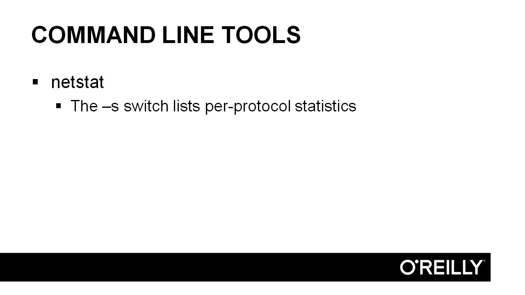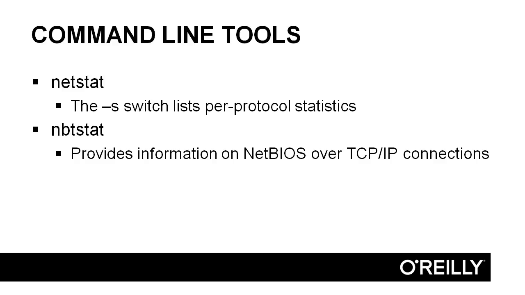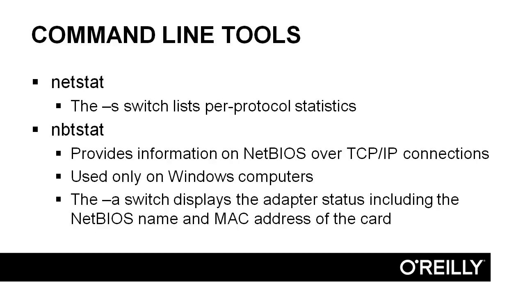And if you play with these and get comfortable with them, you're really going to become kind of a maestro at doing troubleshooting just from the command line, to see exactly what's going on with a machine and exactly what it's connected to. Nbtstat provides information on NetBIOS over TCP/IP connections. This is useful only on Windows computers, so you won't see it on Unix, Linux, or Mac computers. You can use the -a switch with nbtstat to display the adapter status, including the NetBIOS name and the MAC address of the card. And we're talking about the network interface card there.